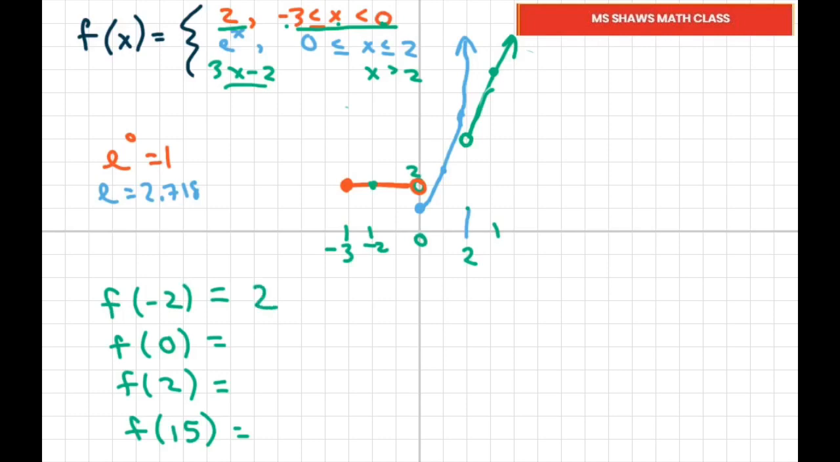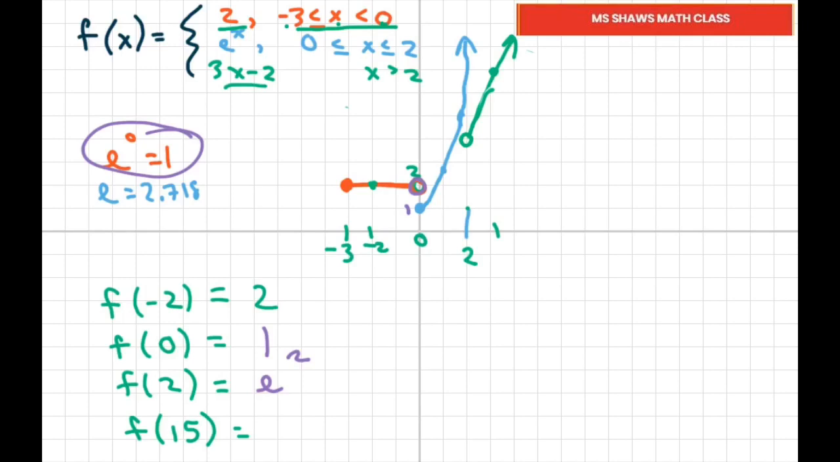Now f of 0, you're at 0, that equals 1. It can't equal 2 because it's open there. So it equals 1. Or you can just plug it in there and do that. All right? Because we're doing f of 0, because e to the 0 equals 1. We already did that one. All right, and then f of 2 is in the same place, so we're just going to write e squared.